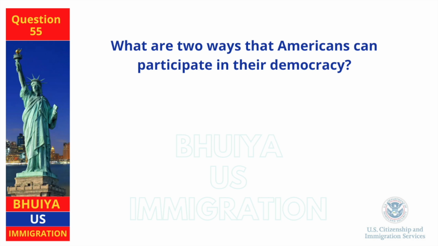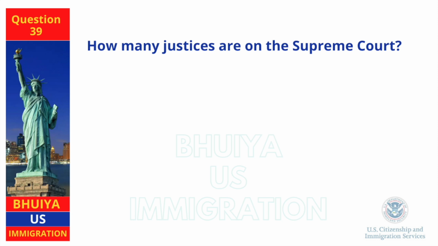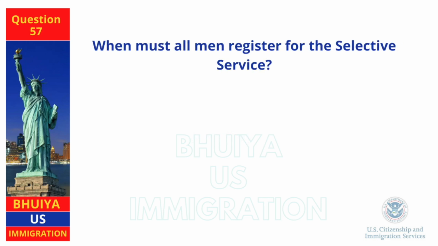What are two ways that Americans can participate in their democracy? Vote. Join a political party. What stops one branch of government from becoming too powerful? Checks and balances. How many justices are on the Supreme Court? 9. When must all men register for the Selective Service? At age 18.